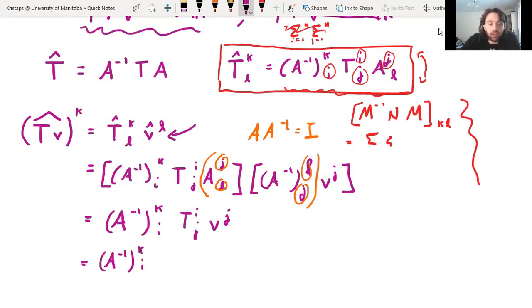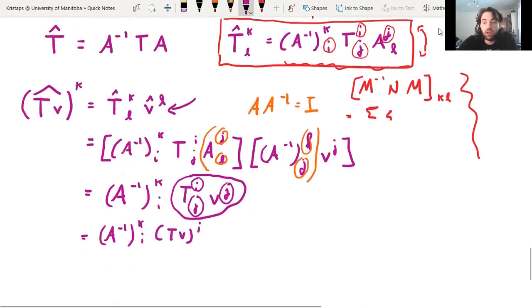So we have, again, a lower j and upper j here. This is just the matrix multiplication of the operator T acting on the vector V in the original basis. And because we have this I here, that means we're taking the ith component of it.